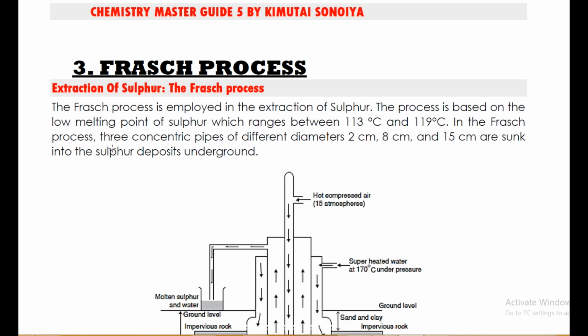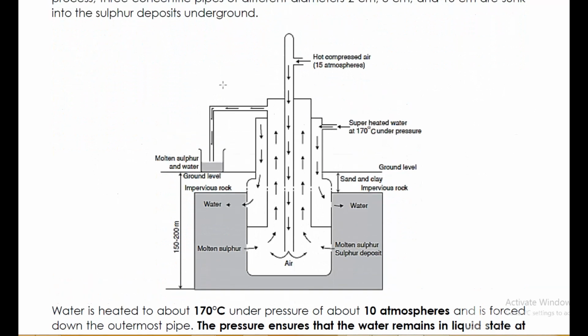In the flash process, 3 concentric pipes of different diameters are sunk into the sulfur deposit underground. That's not very important. What's very important is for you to know the 3 concentric pipes that are sunk into the ground. We have the outermost, this one. This one is the outermost. And then we have the innermost. This one is the innermost. And then we have this one.